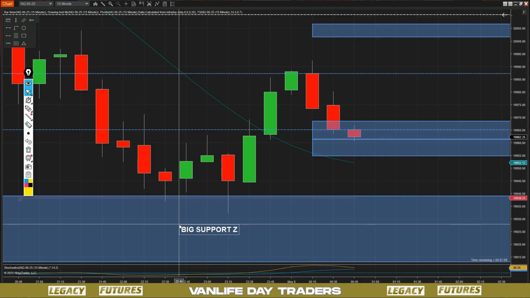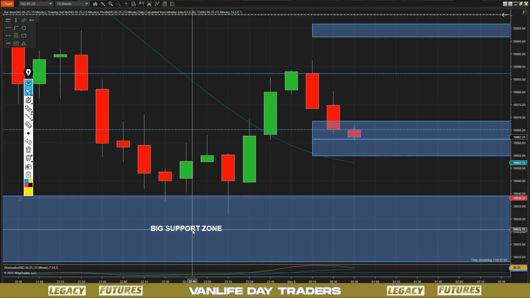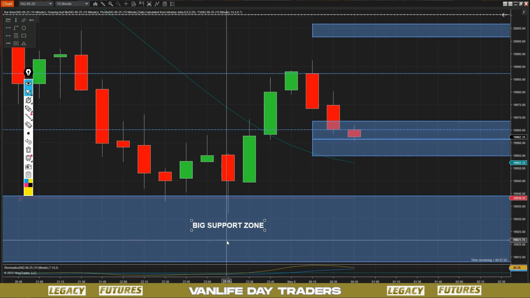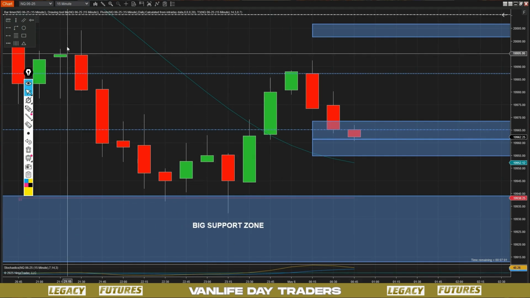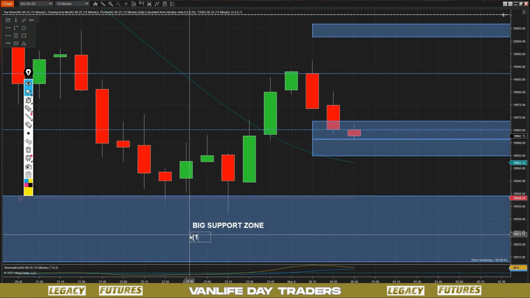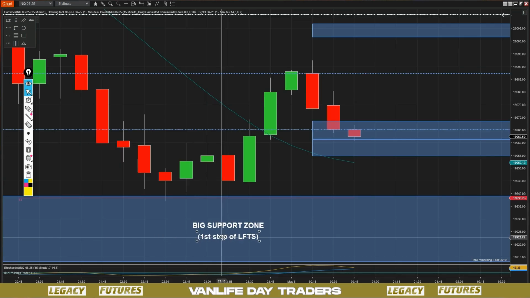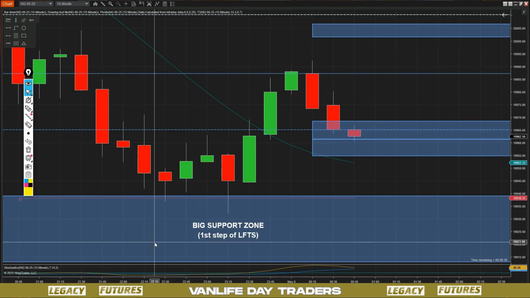support zone right here, and what happens when market hits a big support zone? First step of legacy futures trading strategy. Okay, we have that beautifully right there.